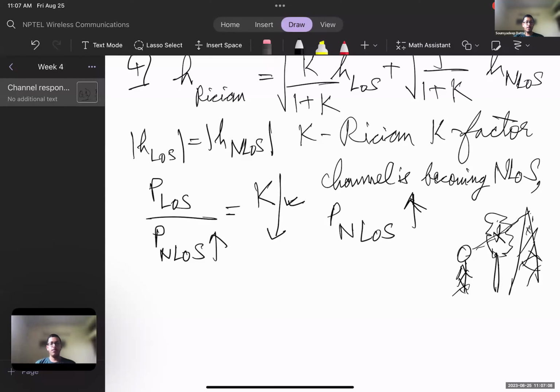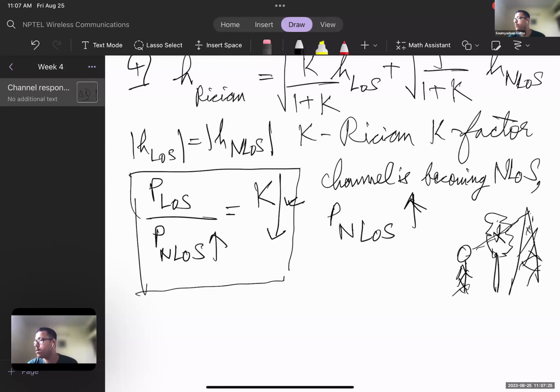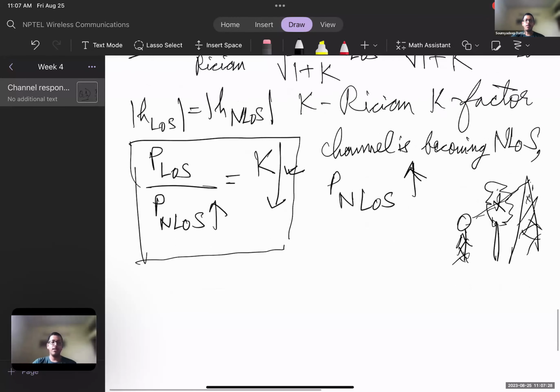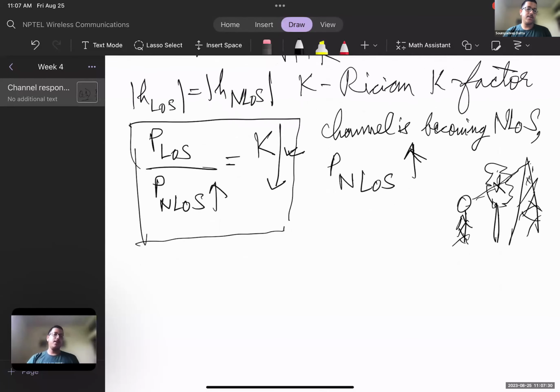So this is one key kind of question that you can get. You can be told that your channel becomes more line of sight in nature, less line of sight, NLOS power is increasing, something or the other. And all you need to know is you have to use this ratio. That Rician factor is the ratio of line of sight component power divided by non-line of sight component power. And you can solve those kind of questions.